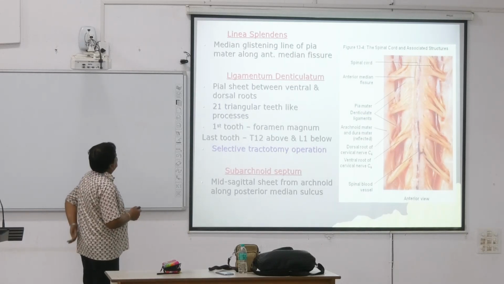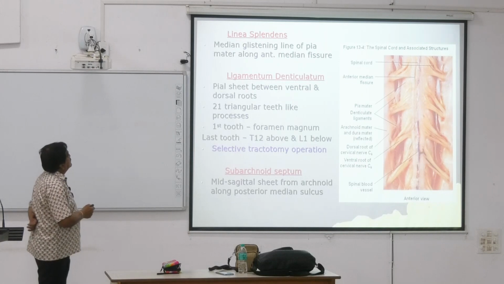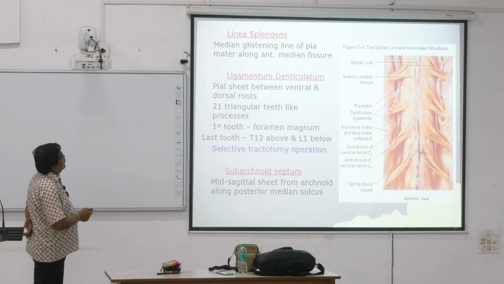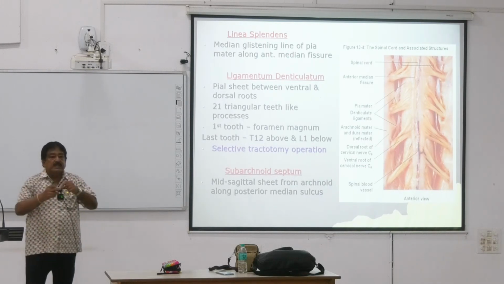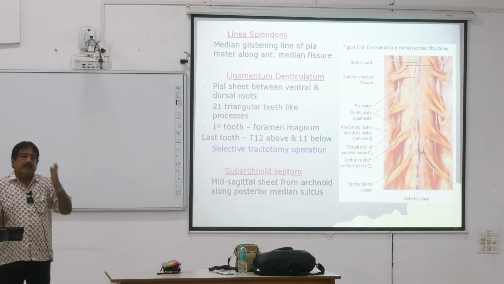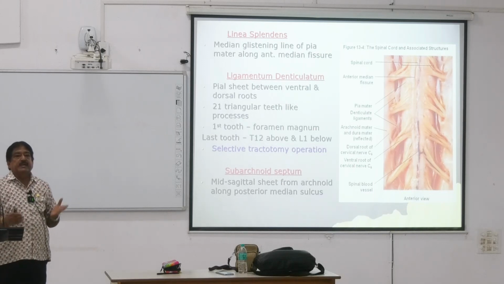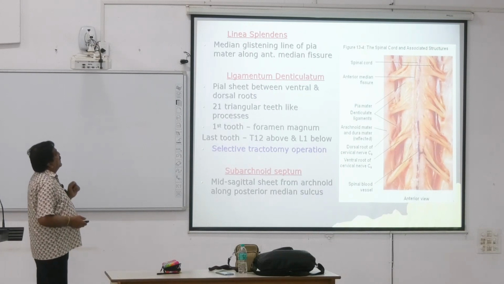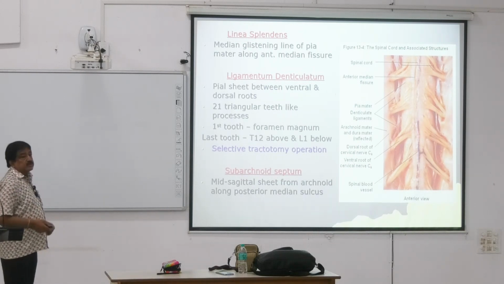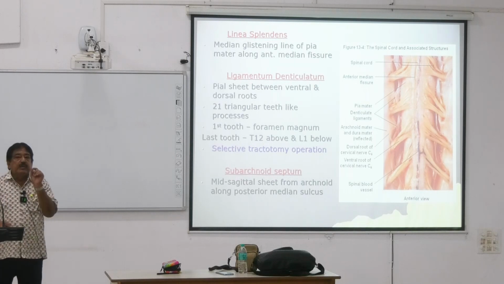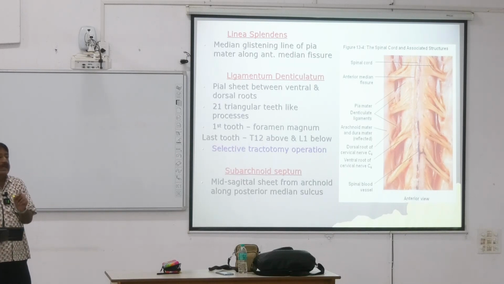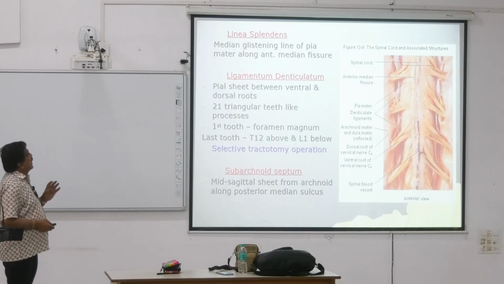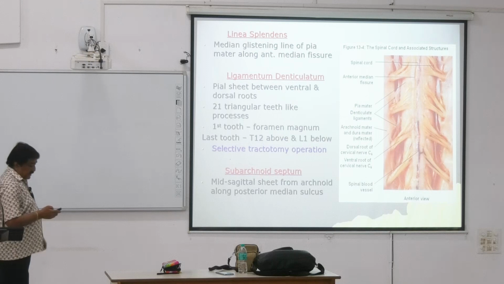Now, the linea splendens, the median bristling line of white matter along the anterior median fissure. When you see the spinal cord, it will be demonstrated. The anterior median fissure you will locate and see, and then you can see the median bristling line of white matter along the anterior median fissure.